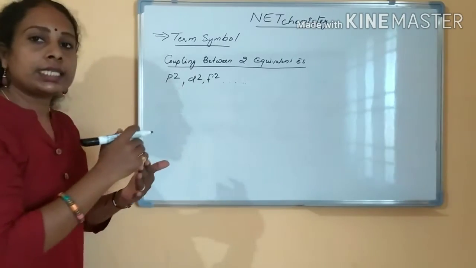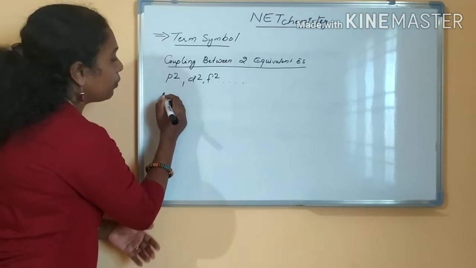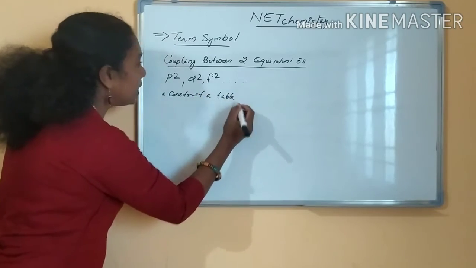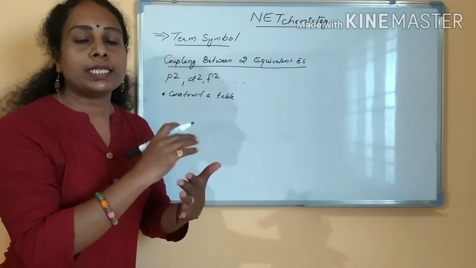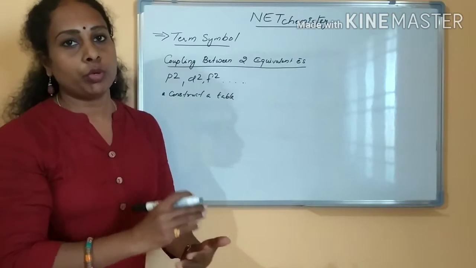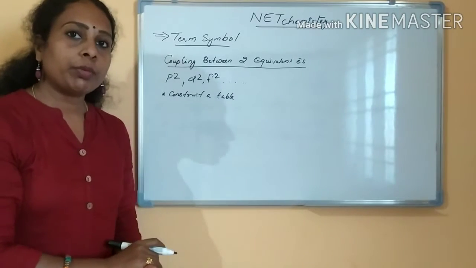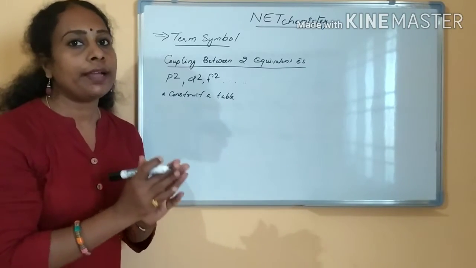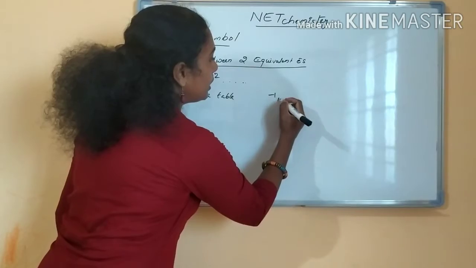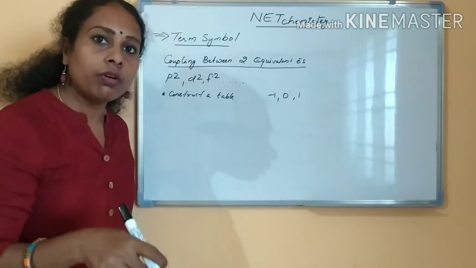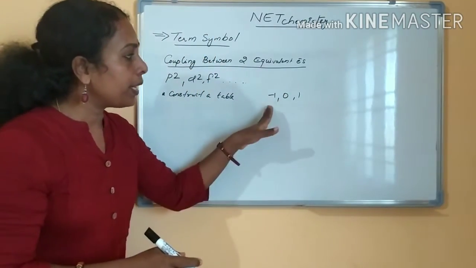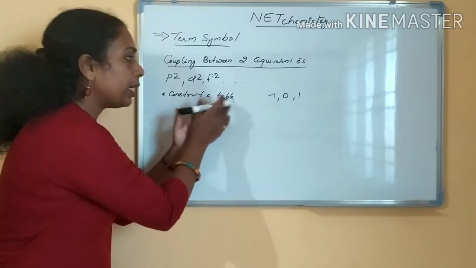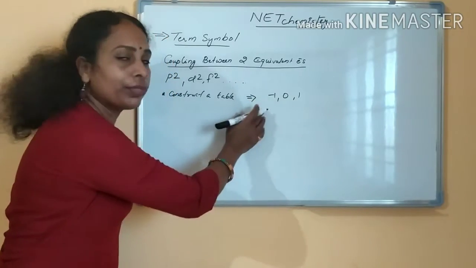First we have to construct a table. What table do you have to construct? You have to construct a table with the angular momentum of the orbitals. What are the angular momentum values of the p orbital? It is -1, 0 and 1, right? That you know already. The L values of the p orbital are -1, 0 and 1. I need not explain about it. So construct a table with the angular momentum of the orbital.